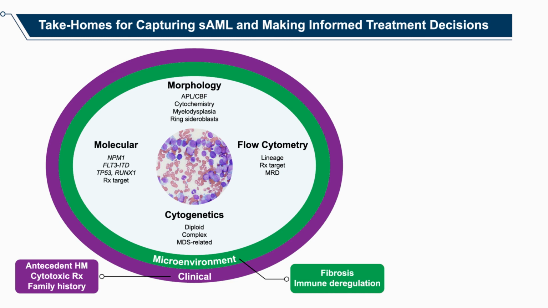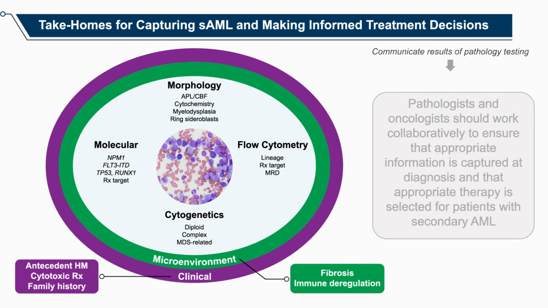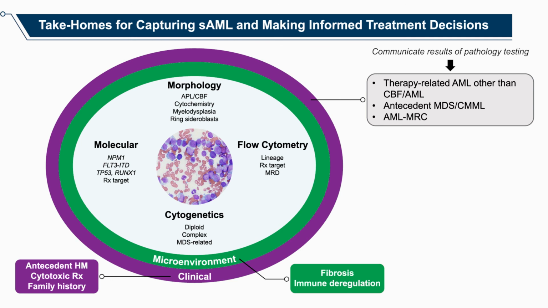And then we have molecular tools to assess for the presence of somatic mutations. And as we said, TP53 mutations are very common in secondary AML, which includes acute myeloid leukemia with myelodysplasia-related changes, as well as the therapy-related forms of disease. So pathologists and oncologists need to work collaboratively and together to ensure that appropriate information is captured and that an accurate diagnosis is made so that appropriate therapy can be selected for patients with secondary AML with hopes of improving ultimate outcome. So ideally, we should communicate the results of our pathology testing and confirm the diagnosis.